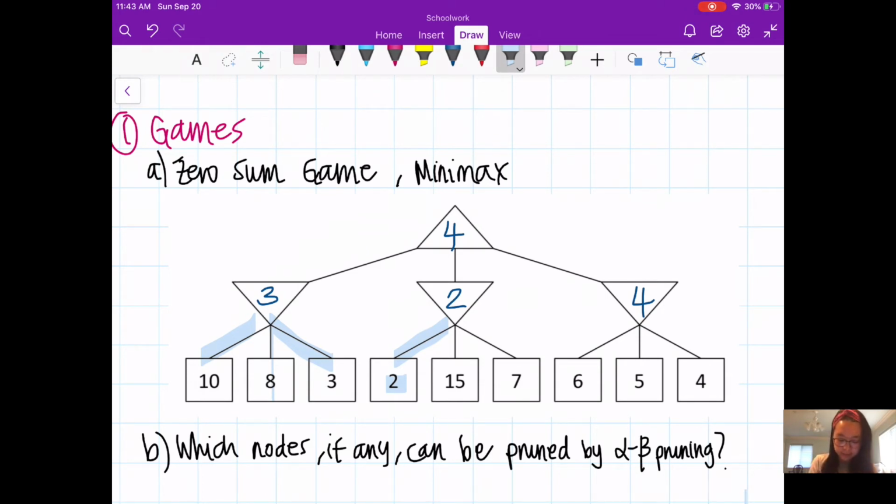So because of that, you no longer need to look at the next 2 nodes because you know the maximum value that this node can be is just 2. And 3 is already greater than 2, so when you are taking the max, you know that 3 is fine already, and this middle branch is always going to give you a smaller value. So that's why you can prune those 2 nodes.